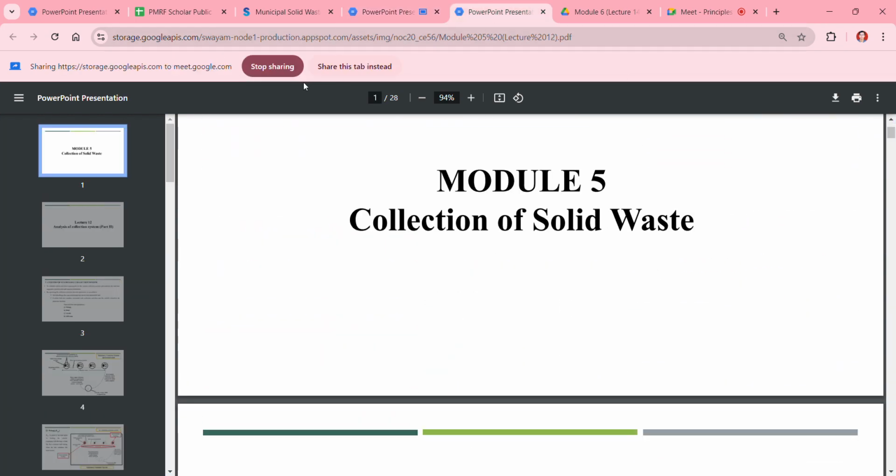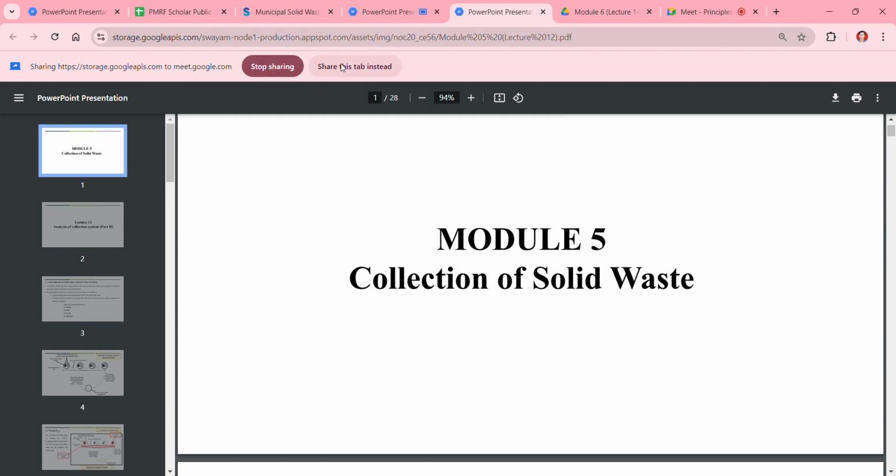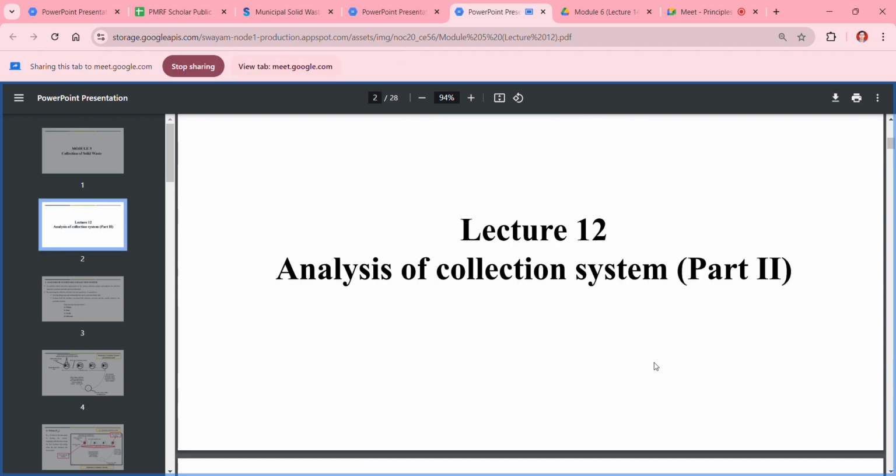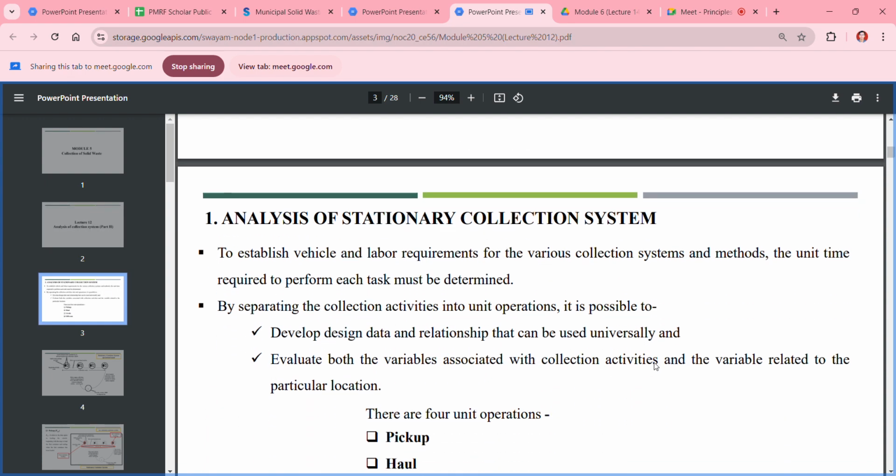Then coming to the next point, the next module. We had talked about the hauled container type system. Now we will talk about the stationary collection system. We had already talked about two types of collection system. One was the hauled container system, and the second one is the stationary collection system.